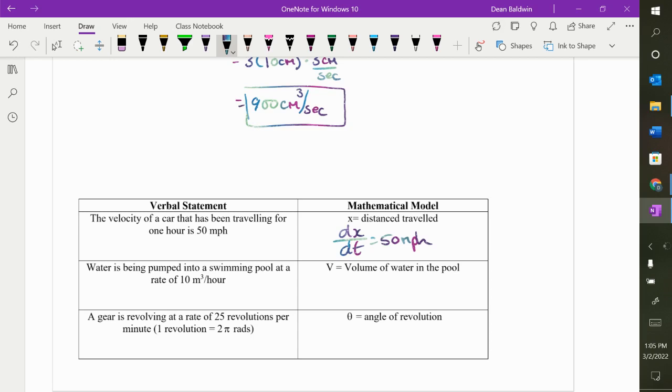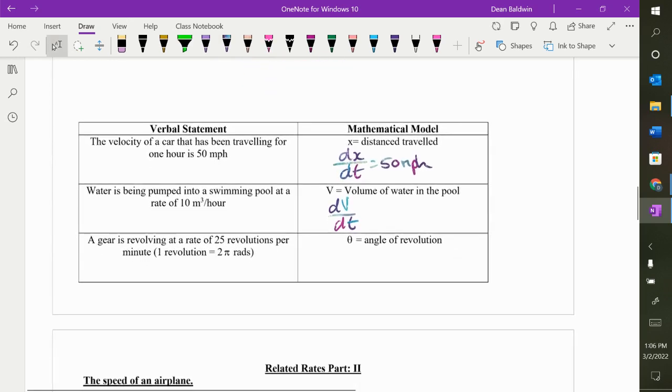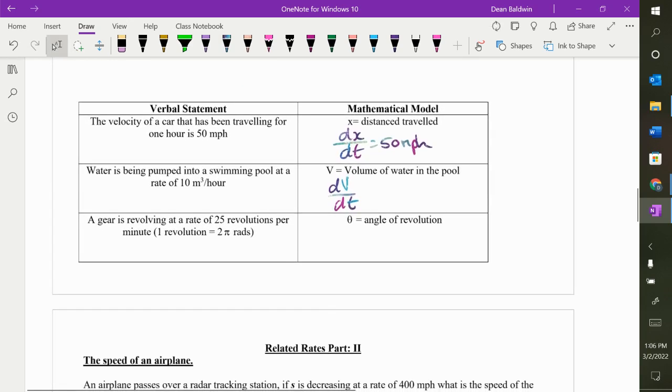If I say we are pumping water into a swimming pool at 10 cubic meters per hour, then what does that 10 cubic meters per hour represent? Volume. It's the change in volume, so it's dV/dt. Most of it is straightforward. When you do angles, which we're going to see in a bit, there's a slight trick to it, because you need to be using radians.